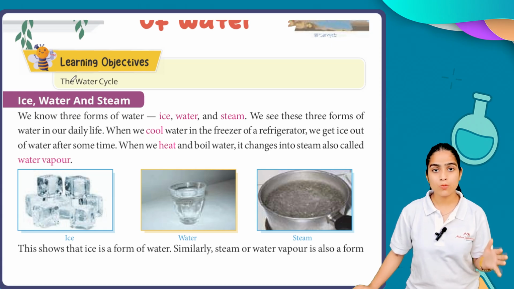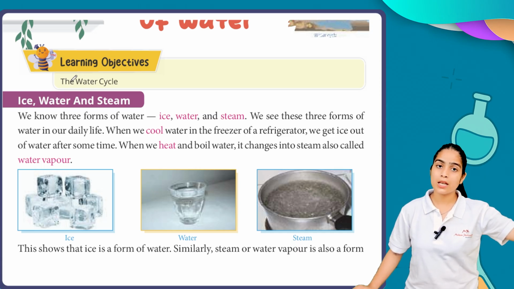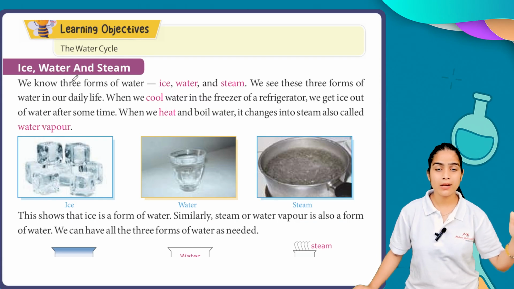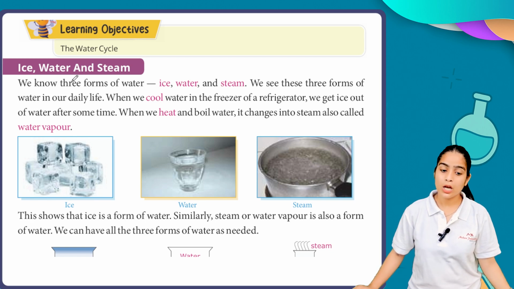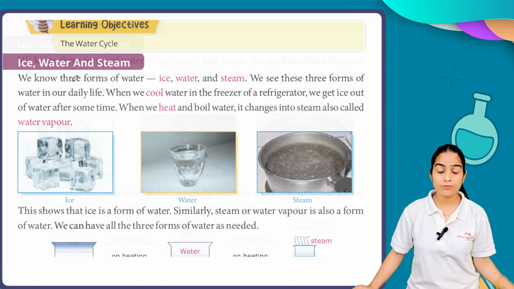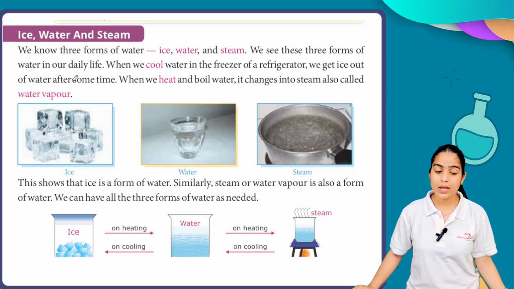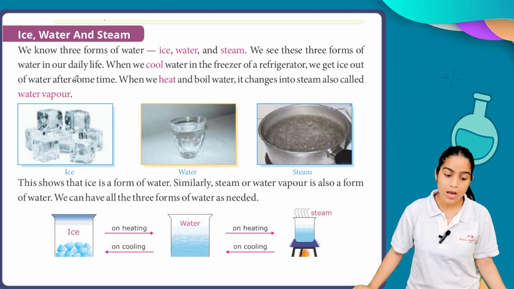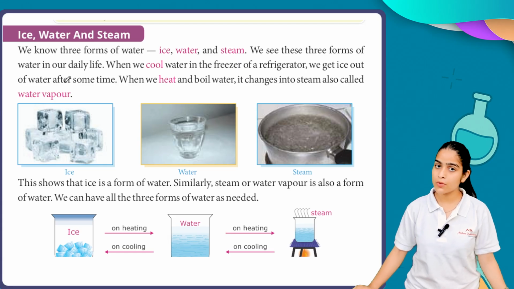Similar to smoke getting outside from the chimney, steam gets out of the food when we heat and boil water. Now it changes into steam, called water vapor. When water is heated and converted into steam, this is called water vapor. Just as ice is a form of water, similarly steam or water vapor is also a form of water. We can have all three forms of water as needed.